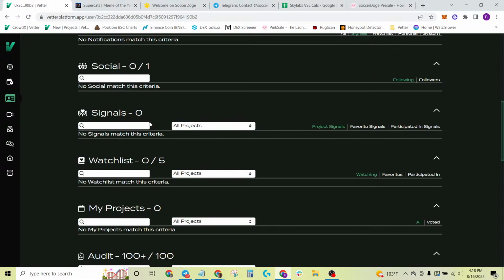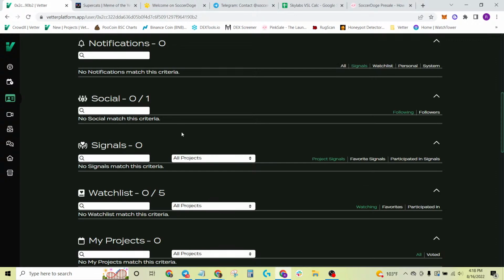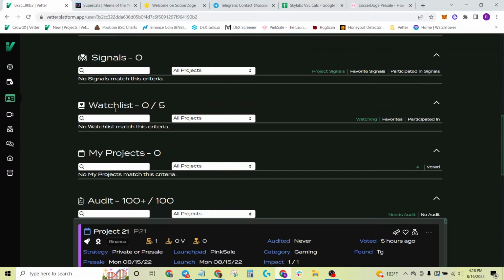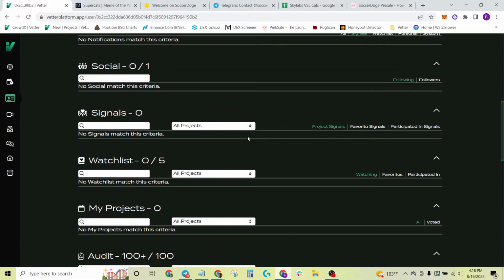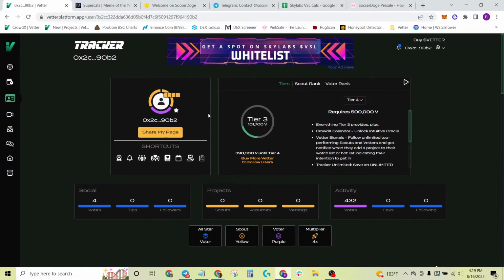And right here is your favorite, that's your personal favorites and your personal participated in. This would be all the people that you're following. This is an admin account, that's why there's nothing here. But this would be your projects. This would be your personal watch list, what you favorited. This would be the favorite signals, meaning the favorite signals that the people you follow favorite. This would be all signals, meaning, again, let's say Gordon Gecko scouted a project, vetted a project, or added a project to his watch list. All that information would go here. And again, you can find that information on your own personal tracker page.